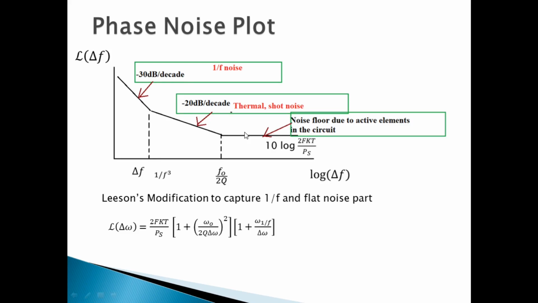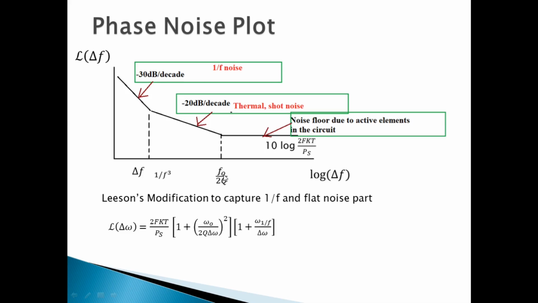And this flat noise is due to the various instrumentation elements and active elements. So there is a modification in the Leeson's model. Here you can see that the axis shows that the noise dips lower, quite far away from the carrier frequency, which is around f0 upon 2Q.